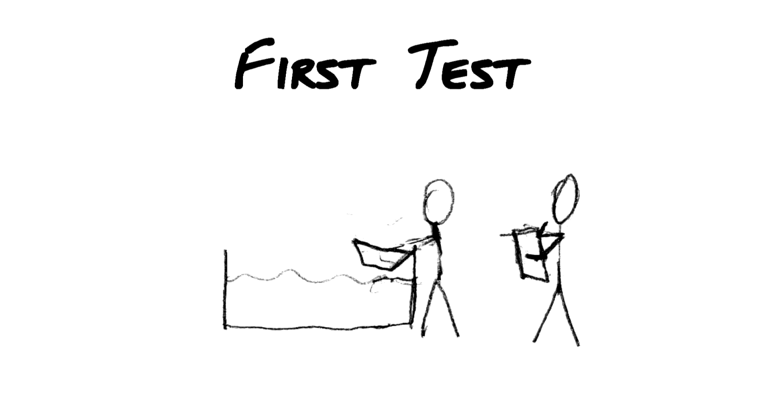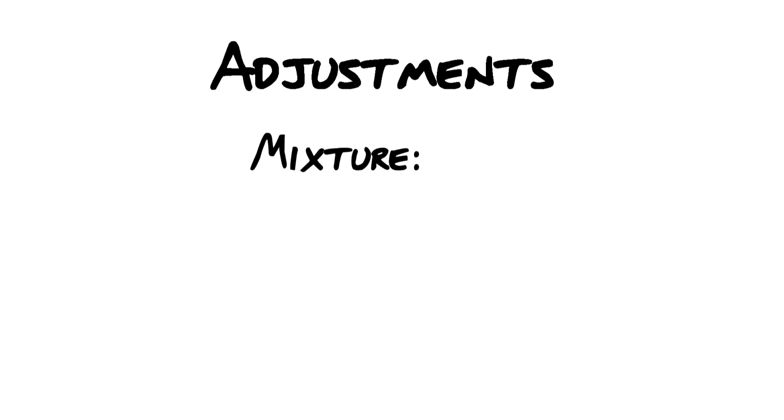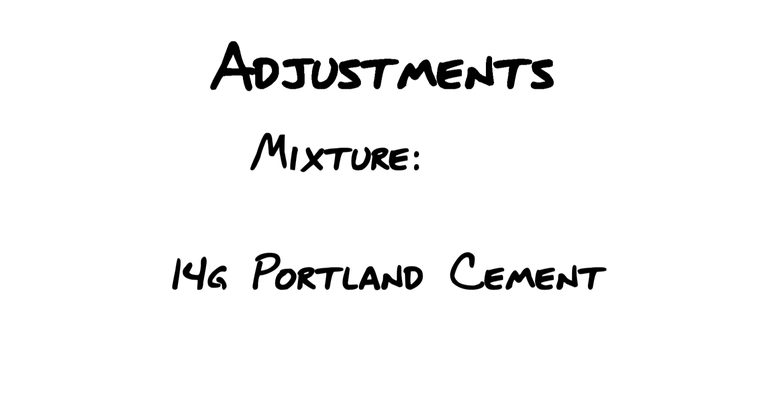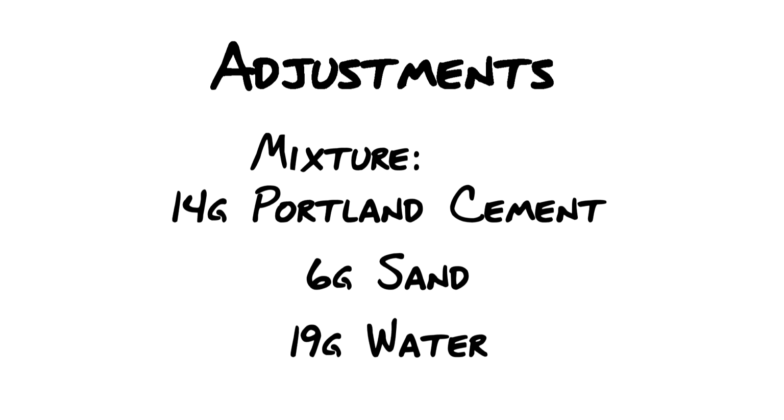Once we had our first prototype built, it was time for testing. Unfortunately, this test was unsuccessful because the concrete was too porous and allowed water to seep into the canoe and eventually sink it. We fixed the issue by adjusting our concrete mixture. Our final build was composed of 14 grams of Portland cement, 6 grams of sand, and 19 grams of water. Then it was time for our final test.